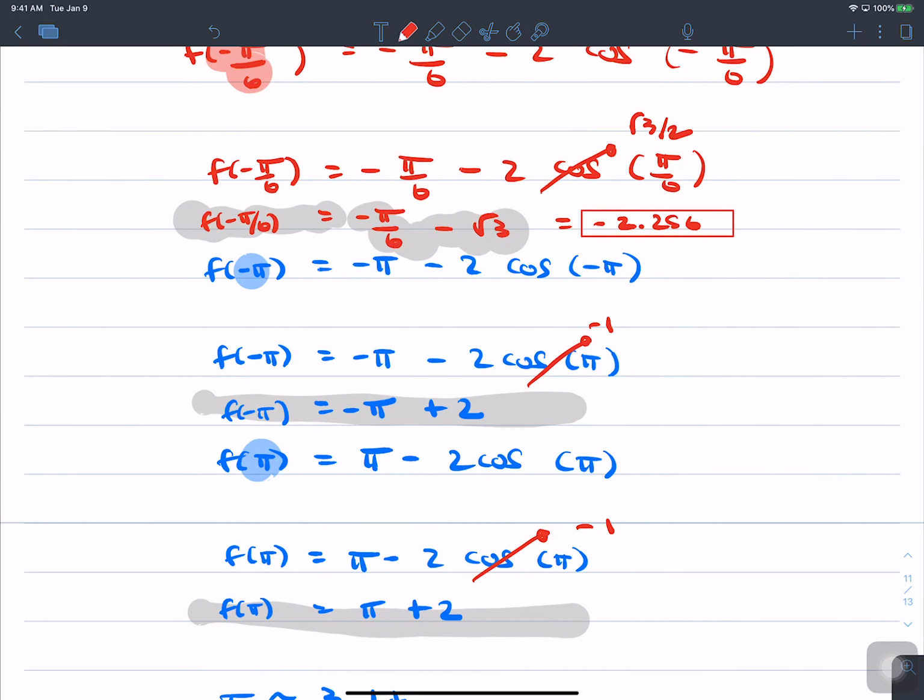Okay, and then finally, negative pi. We're going to add the 2. So I get negative, and I'm going to paint that blue, 1.14. And then we have pi, right? We're going to get pi plus 2. I think that's going to be the largest value. 5.141.